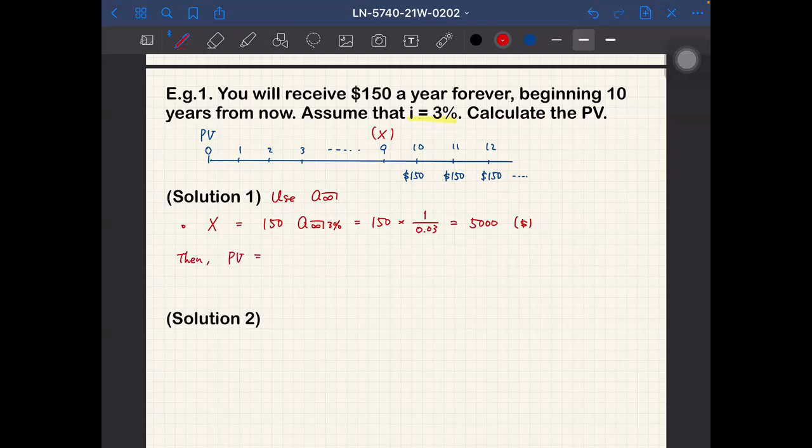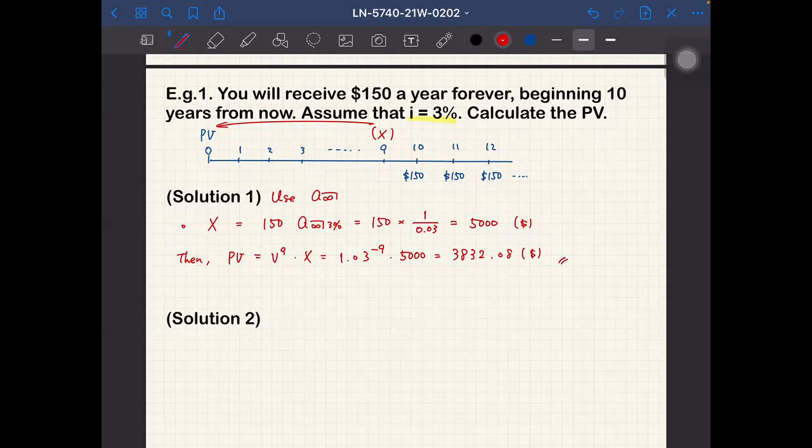PV is basically 9 years before x, and the annual interest rate is 3%. So PV is v to the 9th power times x, or 1.03 to the negative 9th power times x, and x is equal to 5,000. So it's a little smaller, 3% for 9 years, so about 27% smaller. And we have compounding, so even smaller than that. And this is equal to $3,832.08. So in this way, we can solve this question.